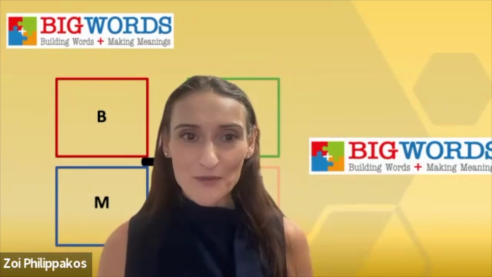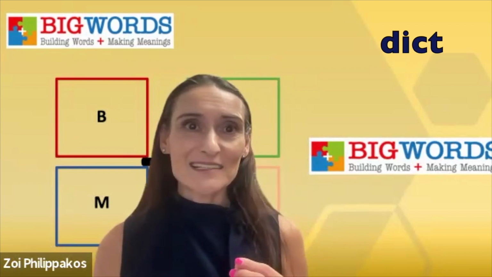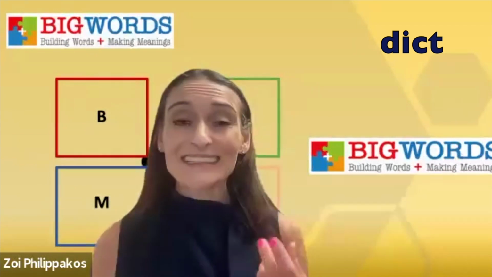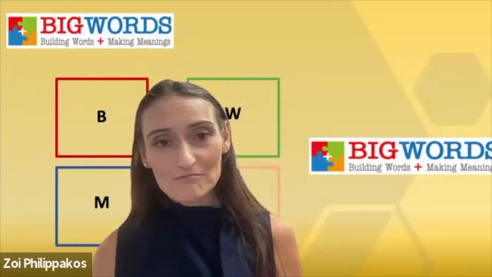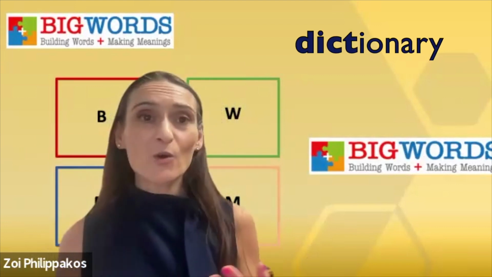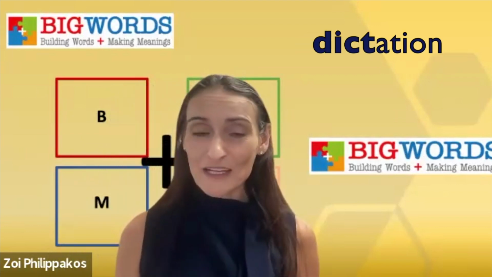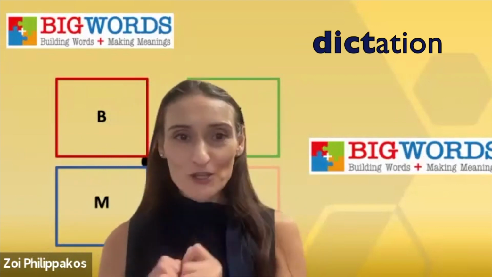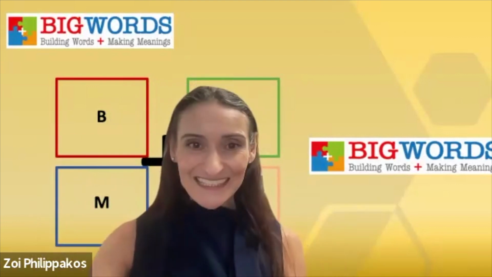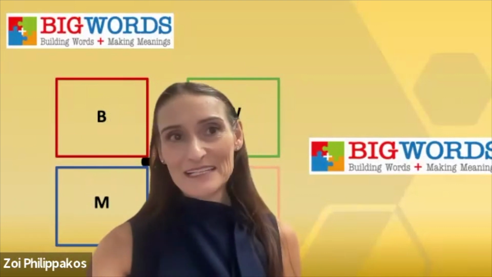For example, dict is a Latin root and it's incomplete as a word, dict. However, it can exist in a word such as in the word dictionary or in the word dictation. However, it cannot be on its own. So some roots can exist on their own, some roots cannot. And dict, as in dictation, is a great example.